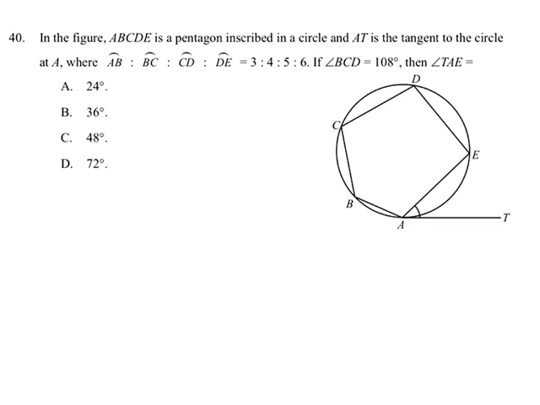Next question is about the property of circle. We have the ratio of the arcs AB, 3 to 4 to 5 to 6. We need to draw some lines for easy calculation. And then we know it is 108. Now we need to find this angle. And then we know it is a tangent.